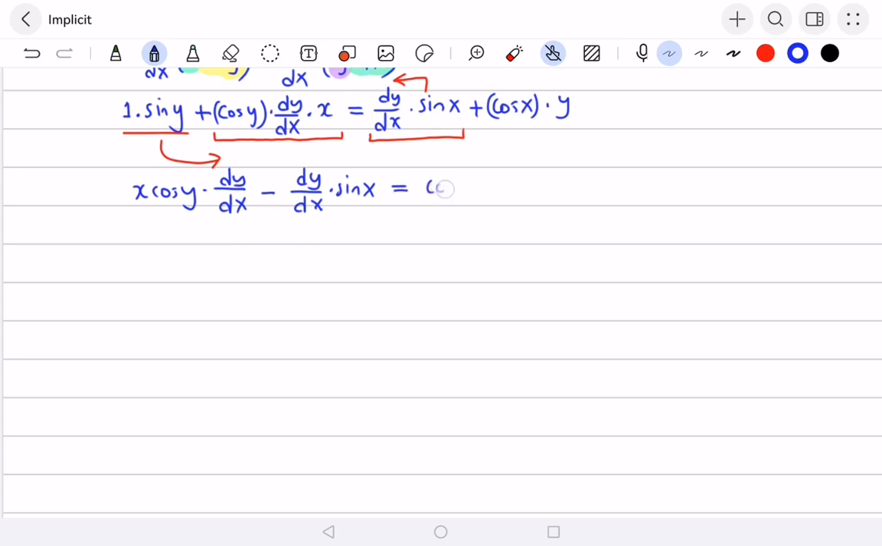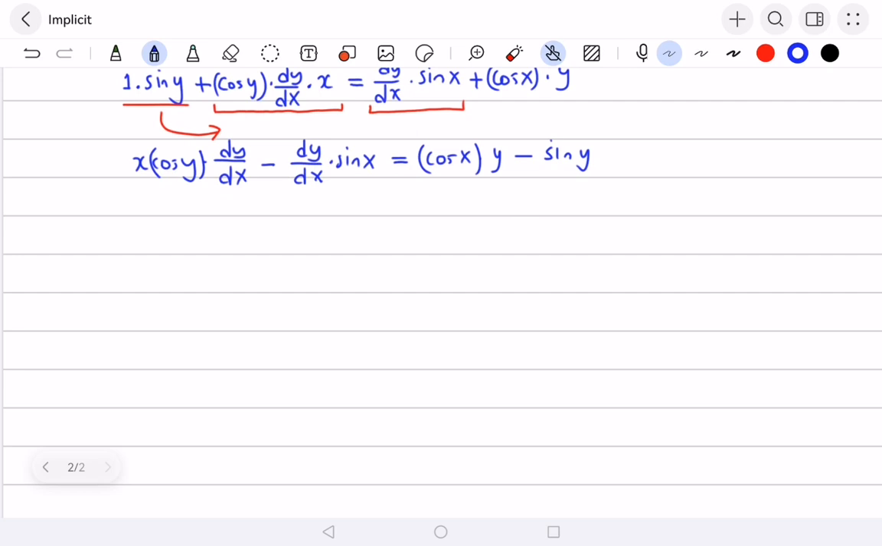This is equal to y cos x minus sin y, right? Let me put a bracket here to show that this dy over dx is not part of the y. Rather, cos y as a whole is multiplied by dy over dx. So now that we have isolated dy over dx, we can take dy over dx as a common factor. dy over dx gives us x cos y minus sin x.